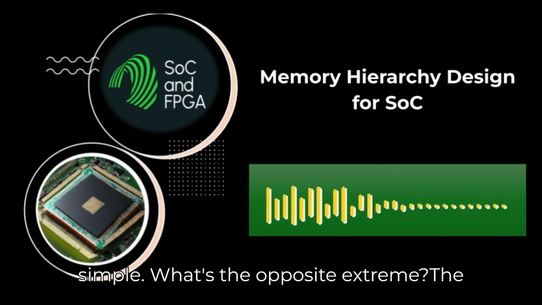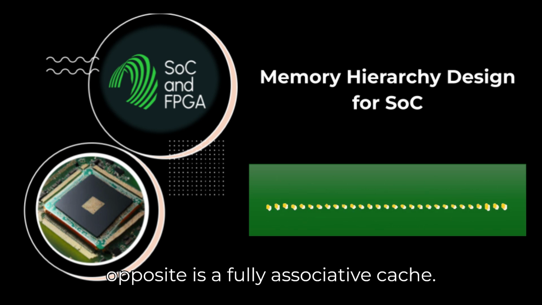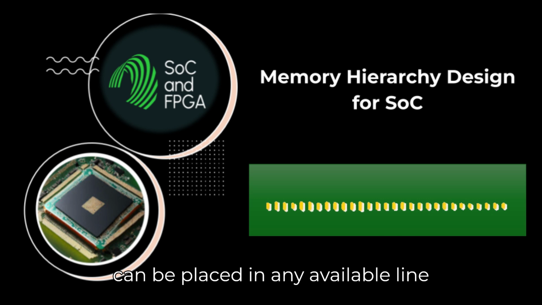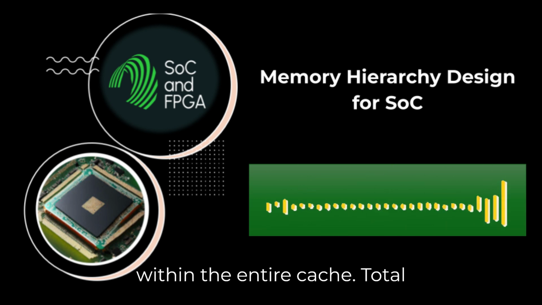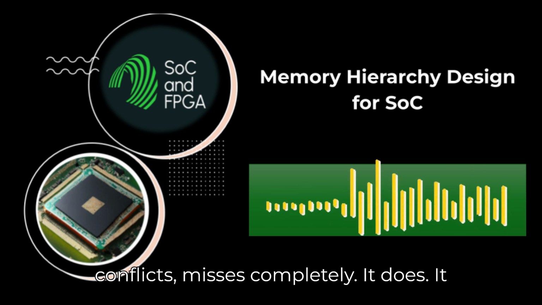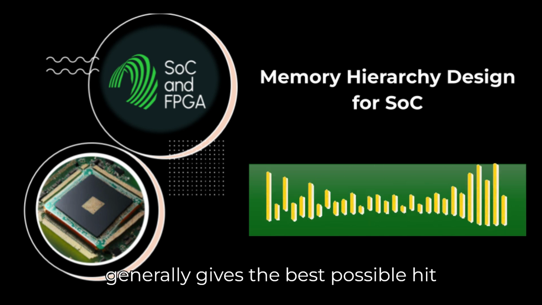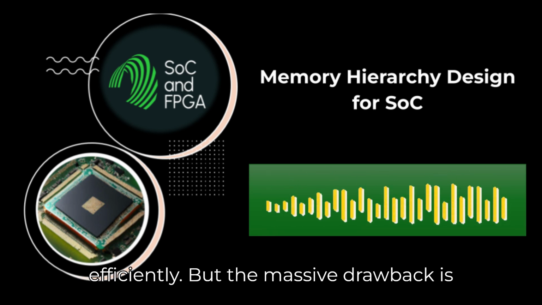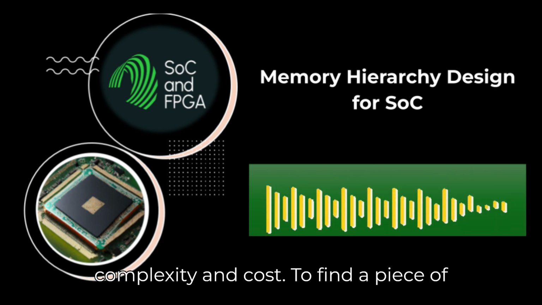What's the opposite extreme? The opposite is a fully associative cache. Here, a block of data from main memory can be placed in any available line within the entire cache. Total flexibility. So that avoids conflict misses completely. It does. It generally gives the best possible hit rate because it uses the cache space most efficiently. But the massive drawback is complexity and cost.